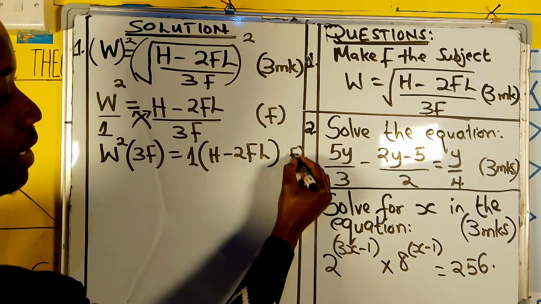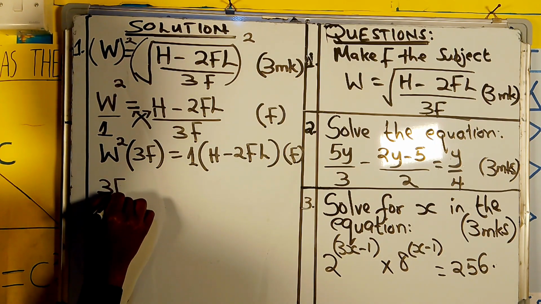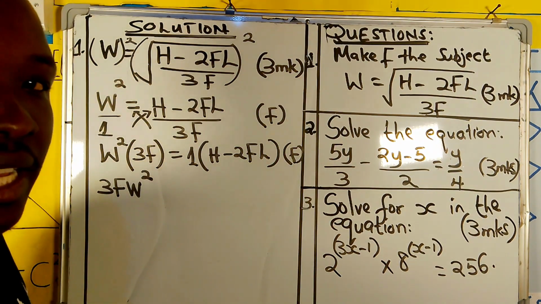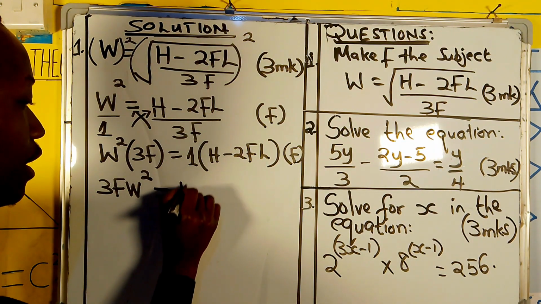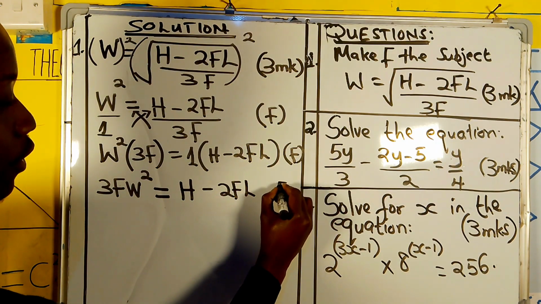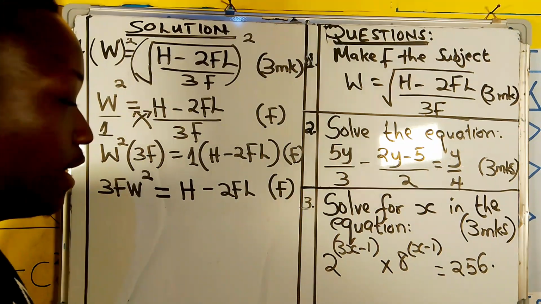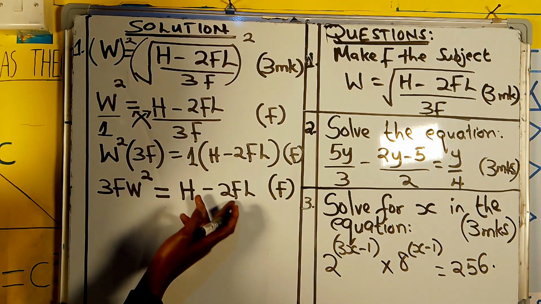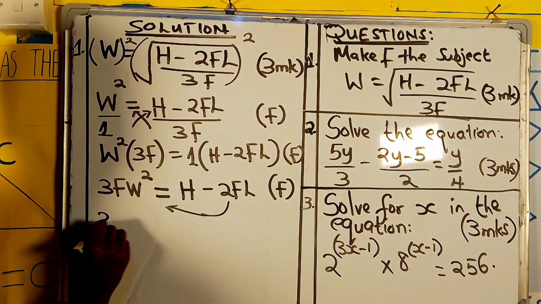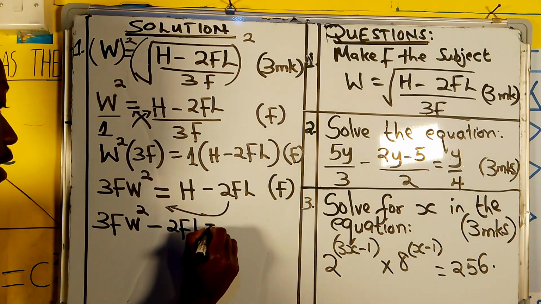And what are we making the subject? We are making f the subject of our formula. So we are going to open our brackets. If we multiply this, we get 3fw squared. I've arranged this alphabetically so that we can maintain the order. It is equal to 1 times h, which is h, minus 1 times 2fl, which is 2fl. For us to make f the subject, let us bring everything pertaining to f to one side of the equals sign. So we'll have 3fw squared minus 2fl is equal to h.